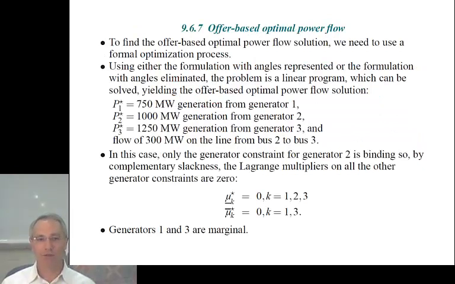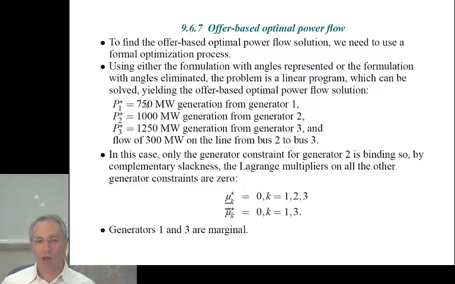Well, to find the offer-based optimal power flow solution, we need to use a formal optimization process. And using either the formulation of offer-based optimal power flow with angles represented or the formulation where we eliminated the angles, the problem is a linear program which can be solved, and it yields the following solution. P1 star is 750 megawatts, P2 star is 1,000, P3 star is 1,250. These are different from the unconstrained solution. And the resulting flow on the line from bus 2 to 3 is 300 megawatts.